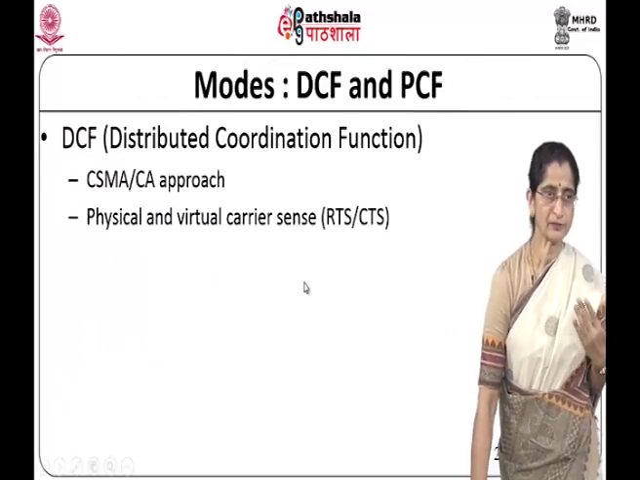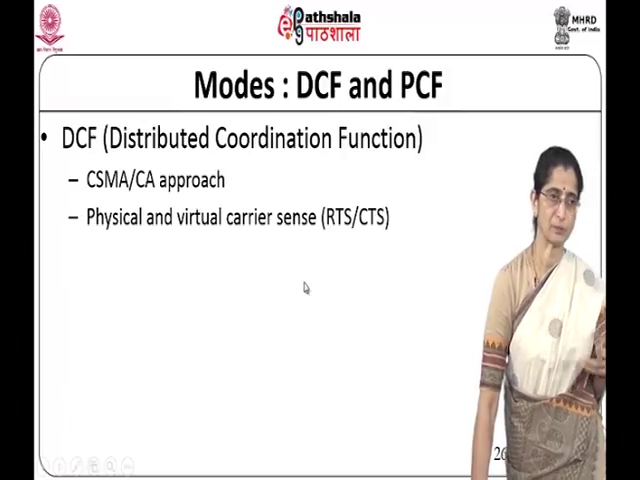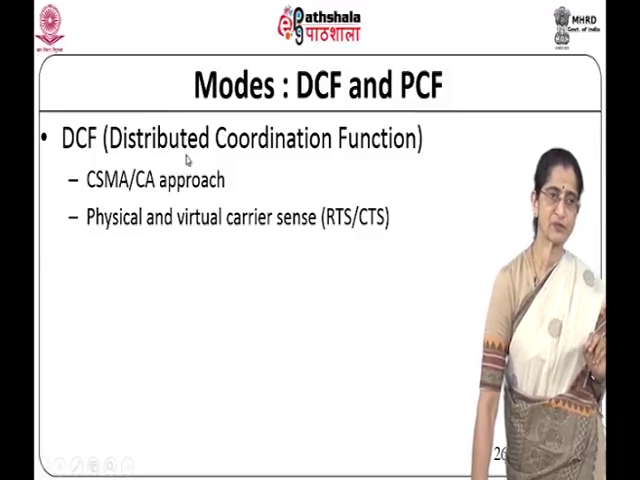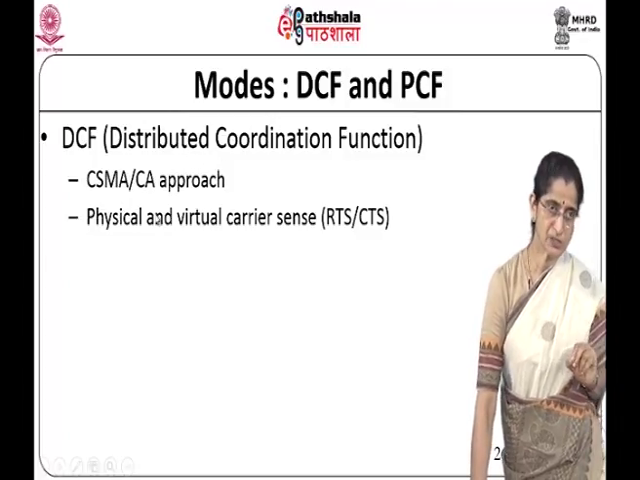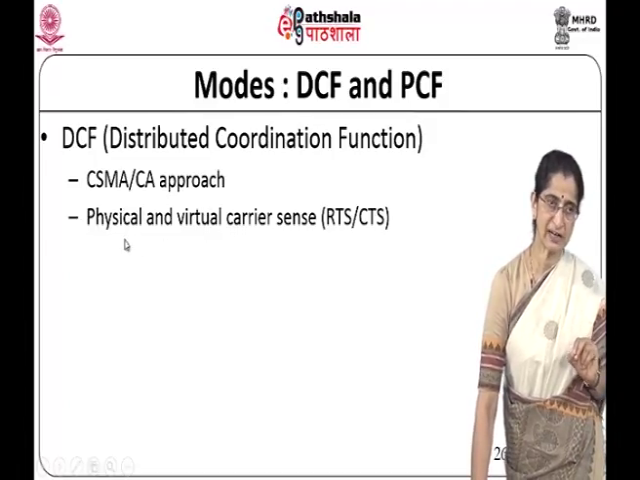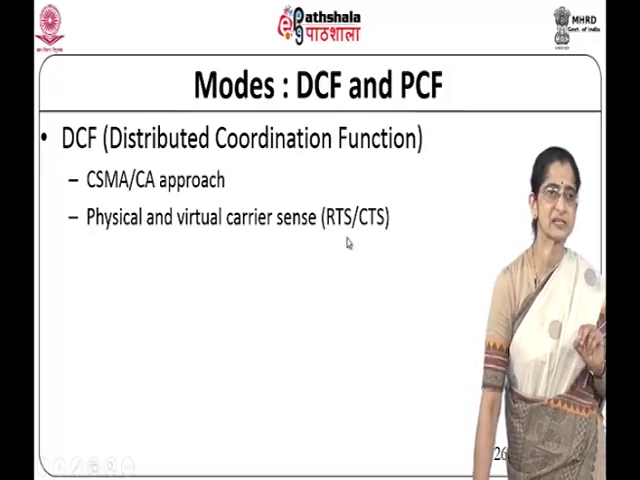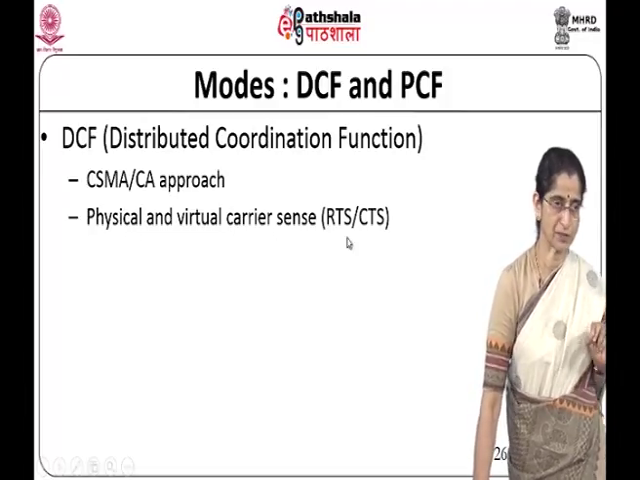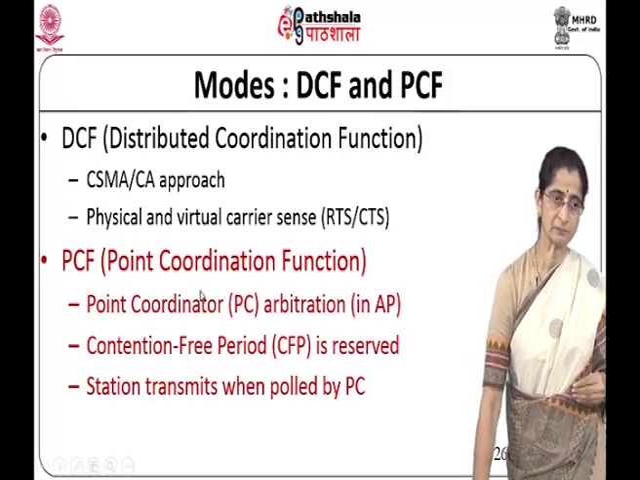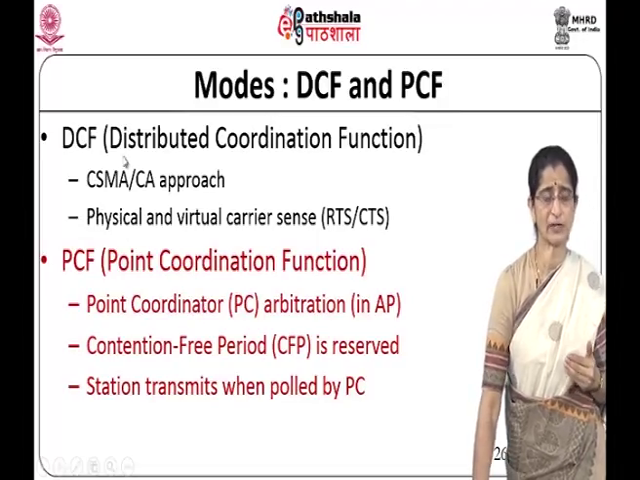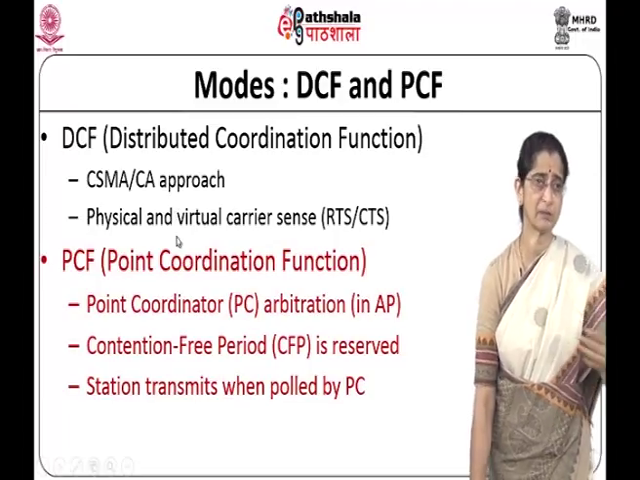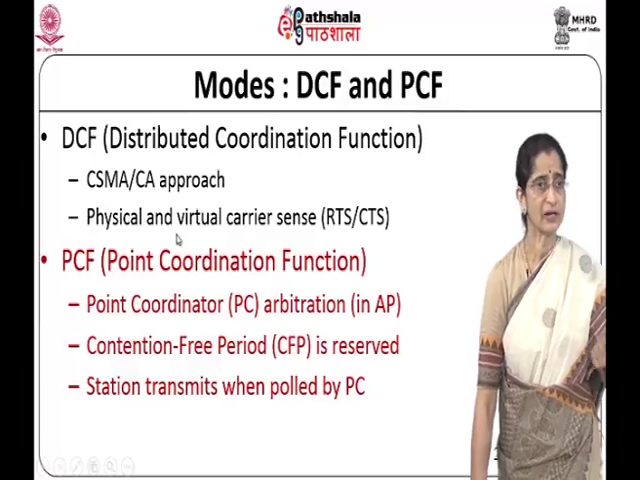So now when we talk of 802.11, it actually supports two modes of operation. One is called the DCF mode of operation, another called the PCF mode of operation. DCF stands for distributed coordination function, where it uses the CSMA CA approach, which uses both the physical and the virtual carrier sense. Physical carrier sense is the CSMA that we talked about, virtual carrier sense is the RTS CTS mode of operation that we talked about, okay. So you can see that in DCF it is a free for all, anybody can transmit to anybody at any point of time. So it is a completely contention based mechanism of getting access to the channel.